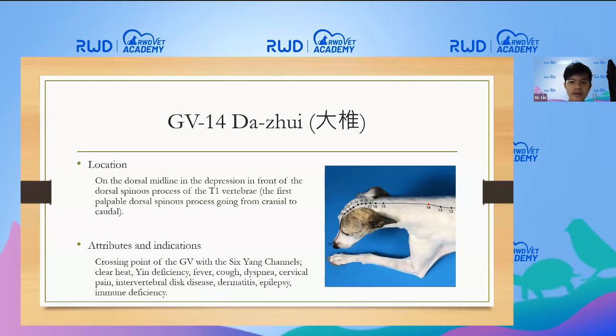GB14, Dazhui, on the dorsal midline in the depression in front of the dorsal spinous process of the T1 vertebra, the first palpable dorsal spinous process going from cranial to caudal. Attributes and indications are: crossing point of the GB with the 6 yang channels, clear heat, immune deficiency, fever, cough, dyspnea, cervical pain, intervertebral disc disease, dermatitis, epilepsy.